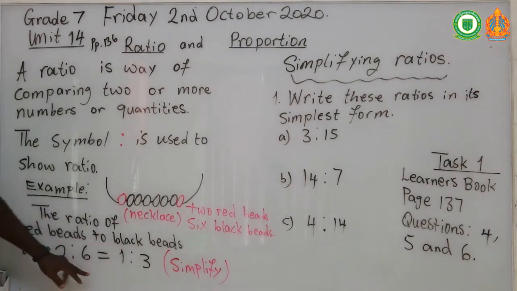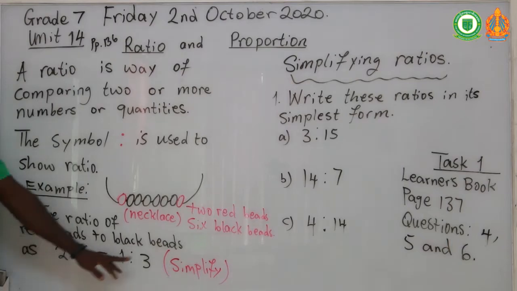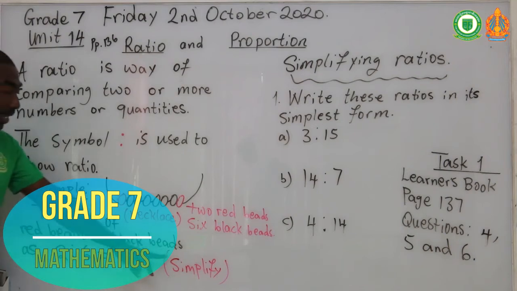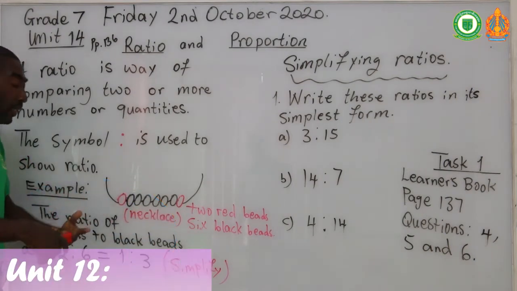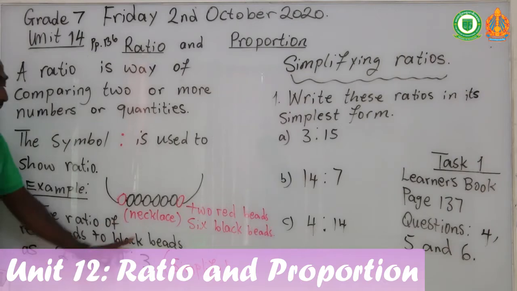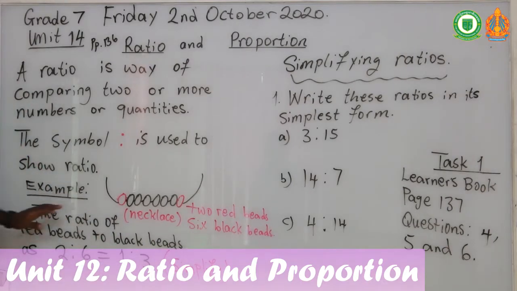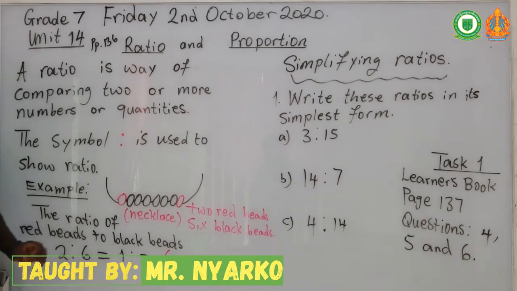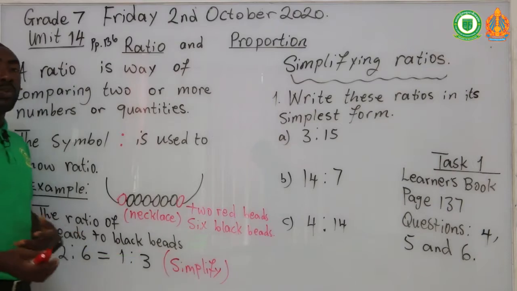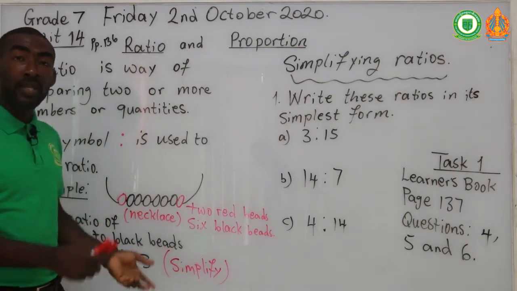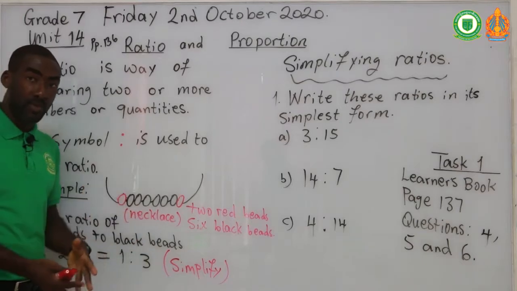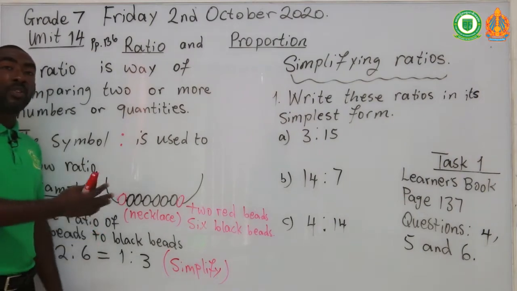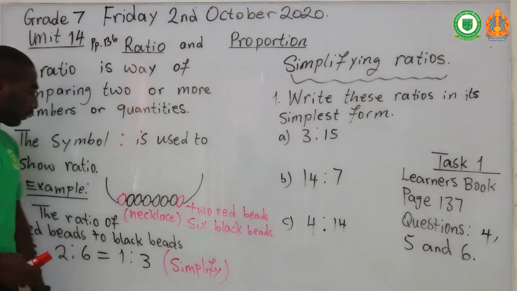If you want to write the 6 first, it means that you have to bring your black beads here, and then the red beads will go here. So if we are changing, the ratio is going to be the ratio of black beads to red beads. That means we're going to write the 6 first, and then the 2 is going to be here. So don't be confused about which one has to come first and which one has to come second. It all depends on how you make your statement. Your statement will guide you on which number you have to write first, okay?